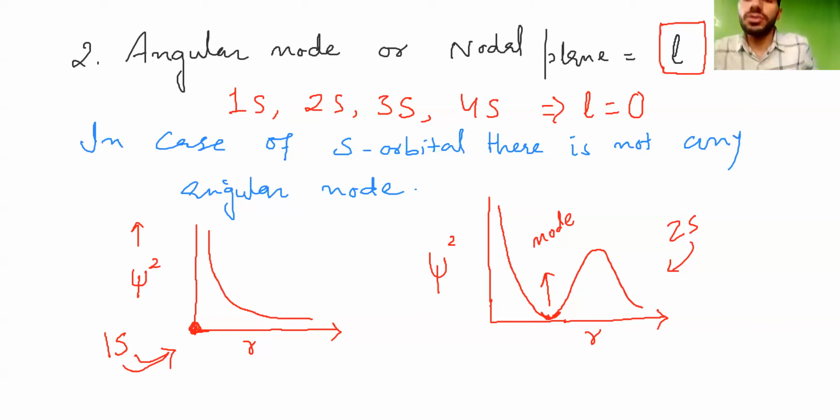So have you got it? These two graphs are very important. They are actually given in your textbook. So have you noted down this?